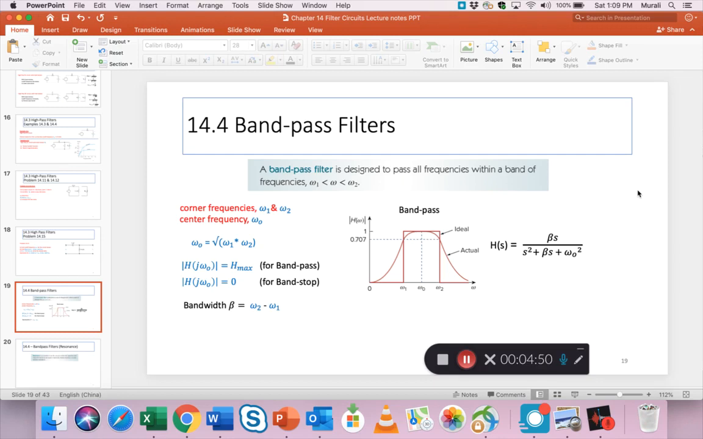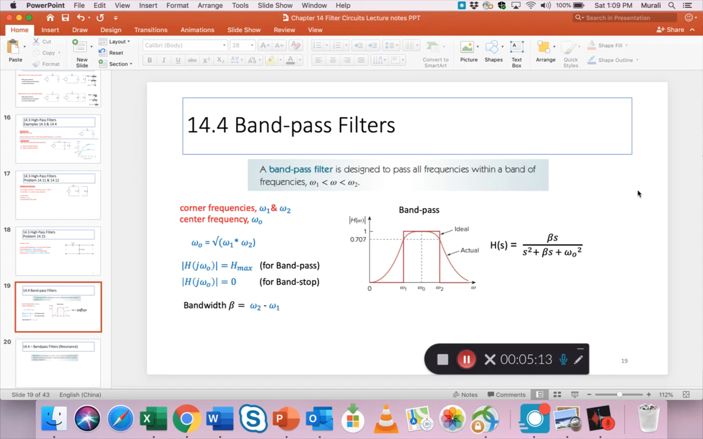Okay, so the range of frequencies between omega 1 and omega 2 is called the pass band, and the remaining frequencies are all in the stop band. The pass band has a width of omega 2 minus omega 1, and that width is called the bandwidth.